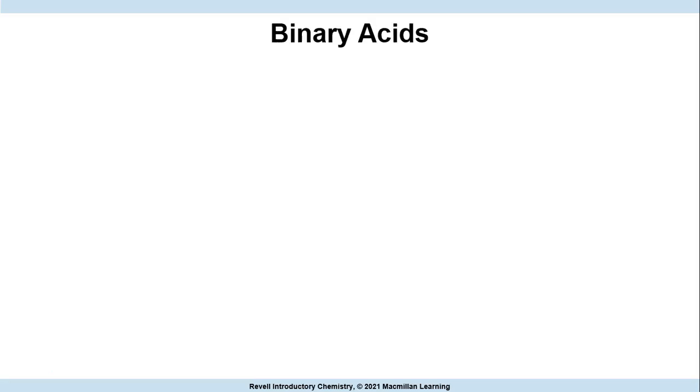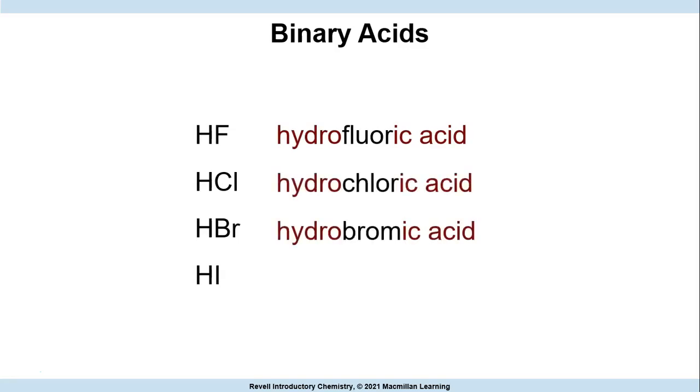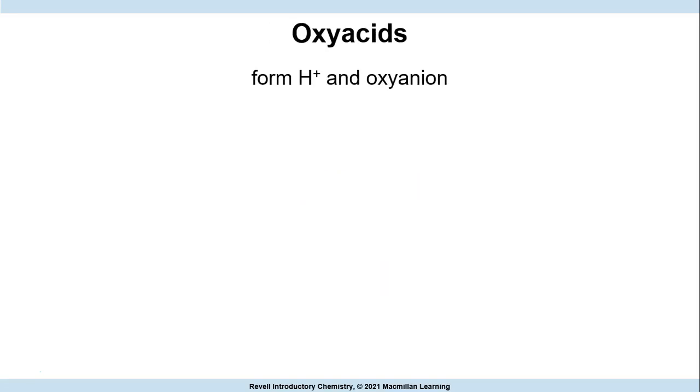Now let's look at binary acids. When you hear binary, it means 2. So we are looking at acids that are formed from 2 elements. All the binary acids that we have are the acids formed with the halogens. We have hydrofluoric acid, hydrochloric acid, hydrobromic acid, and hydroiodic acid. So how do we name these acids? We name them by putting hydro, then the root name of the element, and then we add IC plus acid. So for fluorine, we put hydrofluoric acid. Same thing for chlorine, hydrochloric acid.